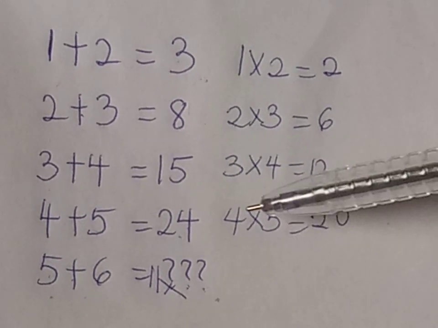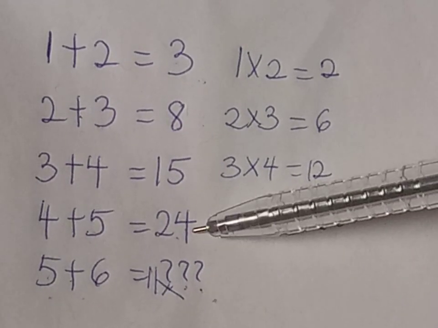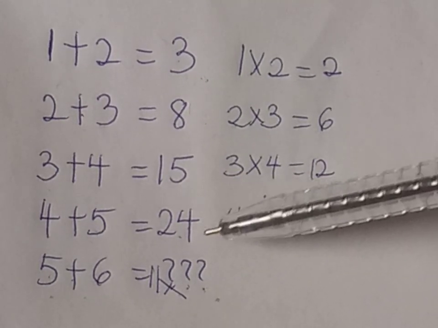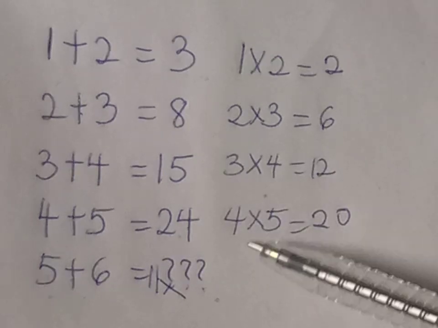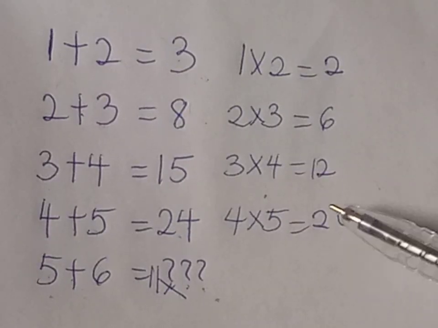Let's look at this again. 4 multiplied by 5 gave us 20. But the original answer says 24. So 20 plus 4 will give us what? 24. That means a pattern is appearing. Now let's discover the rule.